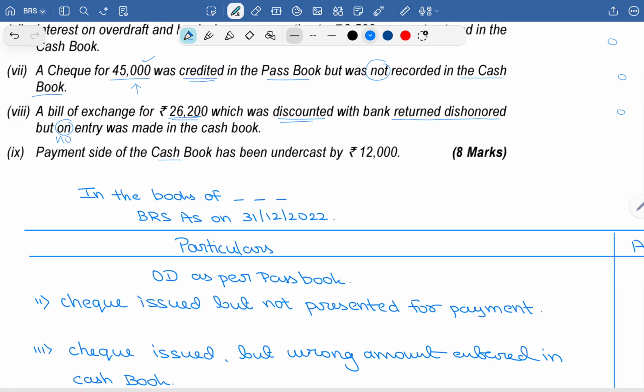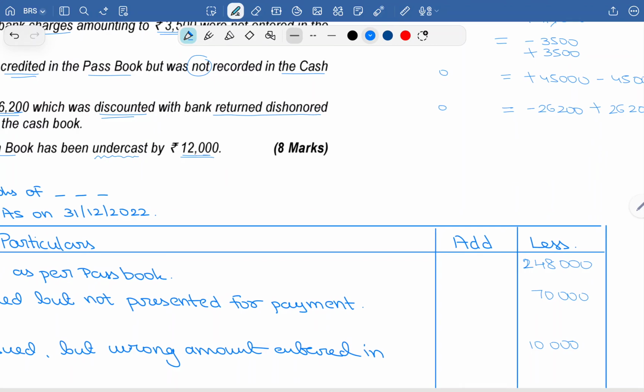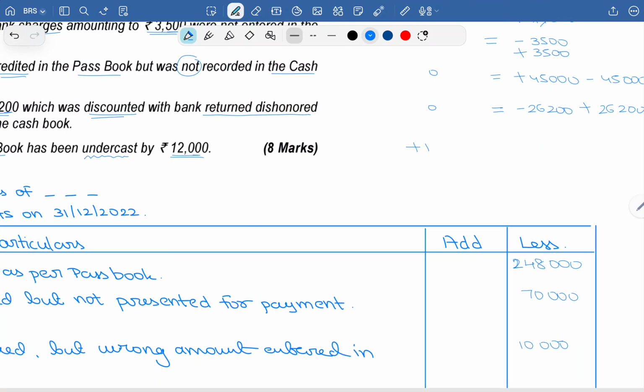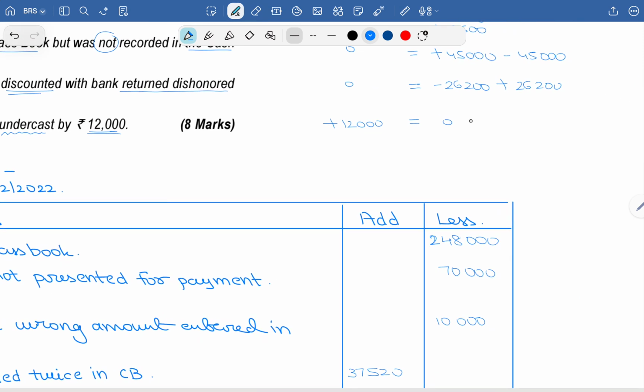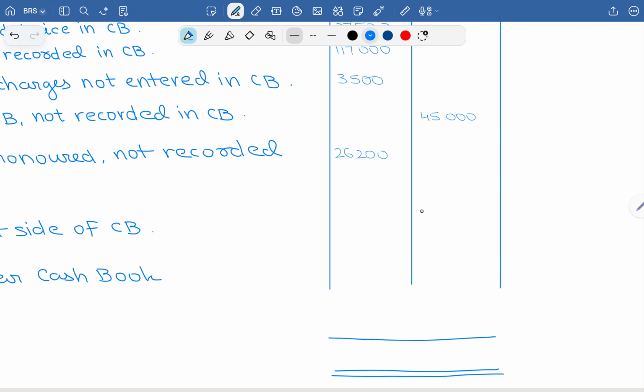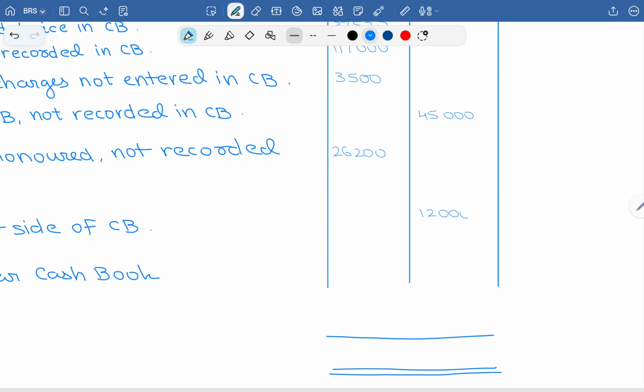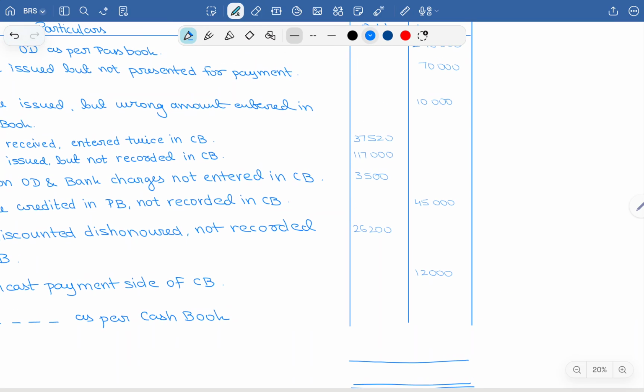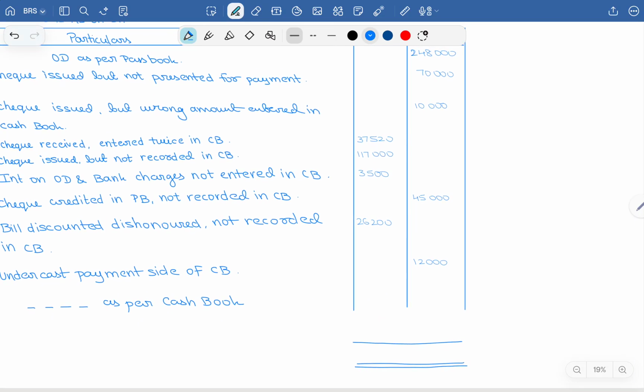Next one, last adjustment. Payment side of cash book has been undercast by 12,000. Undercast means you have totaled it less. So when the payment side is totaled less, the balance will increase by 12,000. It is an error done in the cash book. To make them equal to the passbook, in the passbook I have to add back 12,000. So add column, I will take it as 12,000. So all the adjustments are over. After this we have to do the balancing.